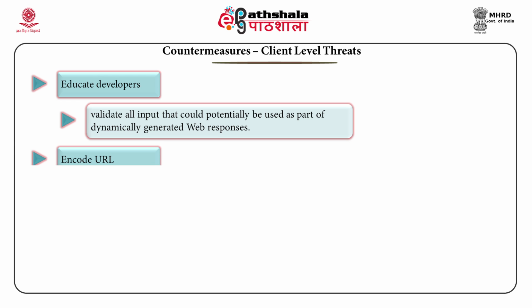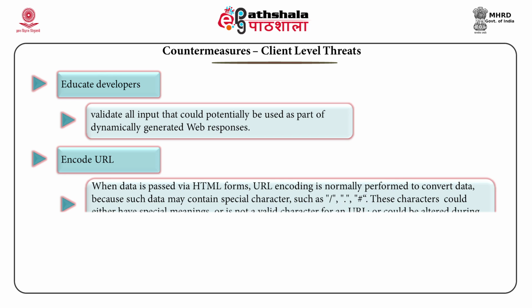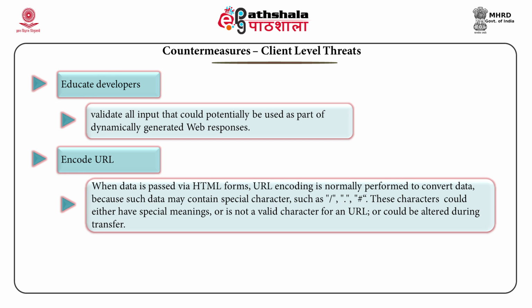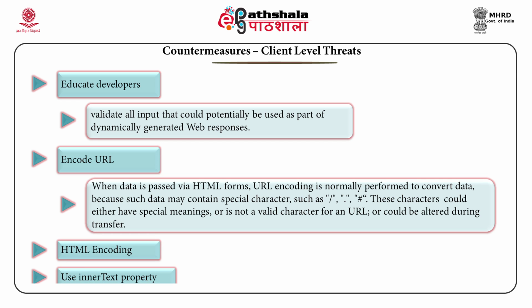The next is encode URL. URL encoding is normally performed to convert data because such data has special characters such as slash, dot, hash. These characters have a special meaning or are not valid characters for a URL. Then comes HTML encoding, and then it says use the innerText property.